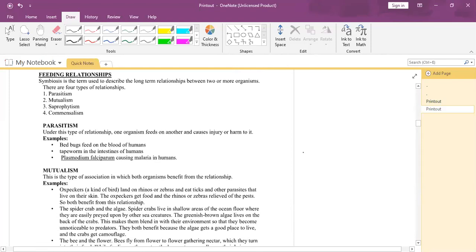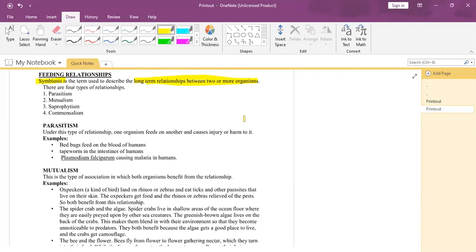Then we have these feeding relationships that occur between organisms. We use the term symbiosis. Symbiosis is the term used to describe the long-term relationship between two or more organisms. Long-term relationship. And there are four types of symbiotic relationships.